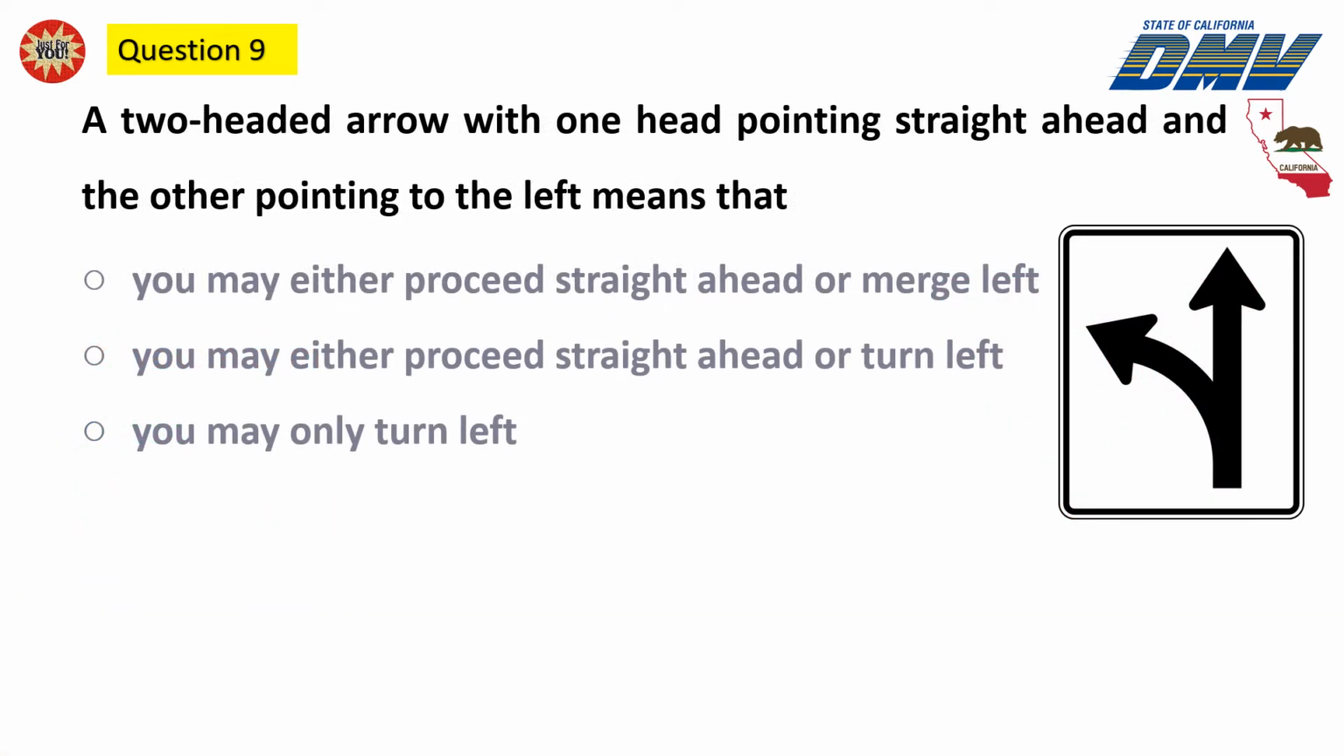Question 9. A two-headed arrow with one head pointing straight ahead and the other pointing to the left means that you may either proceed straight ahead or merge left. You may either proceed straight ahead or turn left. You may only turn left.